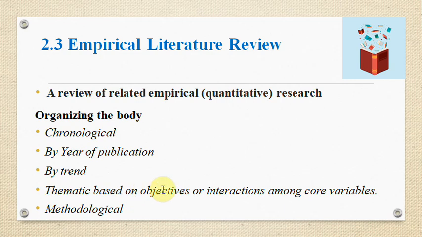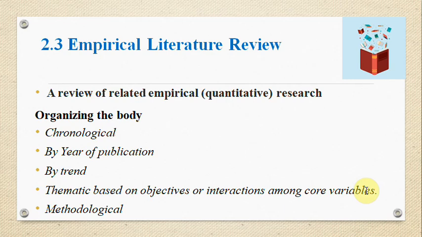Okay, so you can also arrange your empirical literature review based on objectives or interaction of the core variables. For instance, international trade and economic growth. Somebody can decide to review imports and economic growth alone, and review exports and economic growth alone, and then review the work that has to do with imports and exports together, and that becomes like 3 other sections.